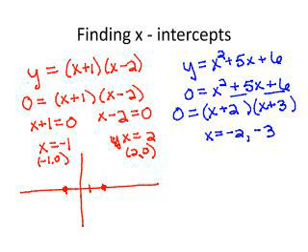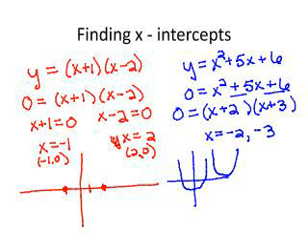Now, that doesn't mean every parabola does. Here's an example of one that crosses twice. Here's one that only crosses one time. Or you could have a parabola that doesn't cross at all. If when you go to factor it, it doesn't factor at all, then you have to use the quadratic formula. And we will practice that in class.